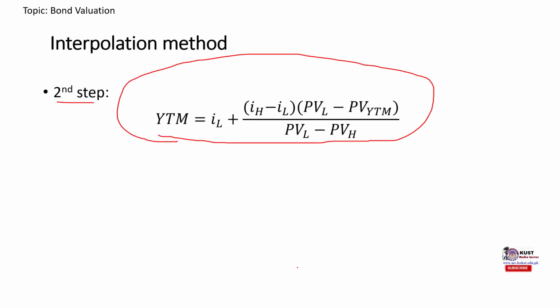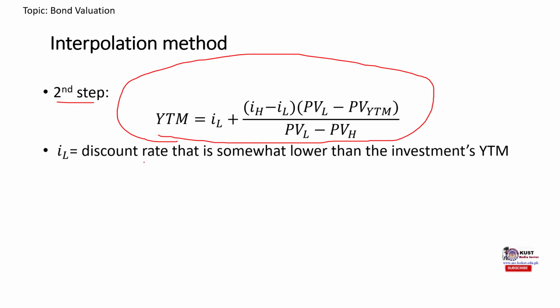We are done with the first step. First step was to find two different rates. The second step is to use this formula. And let's understand this formula. IL stands for the discount rate that is lower than the investment YTM. This is somewhat confusing, but the simple understanding is that IL is the interest rate where the answer is greater than 1080, where the answer is greater than the desired answer. So, the lower discount rate.